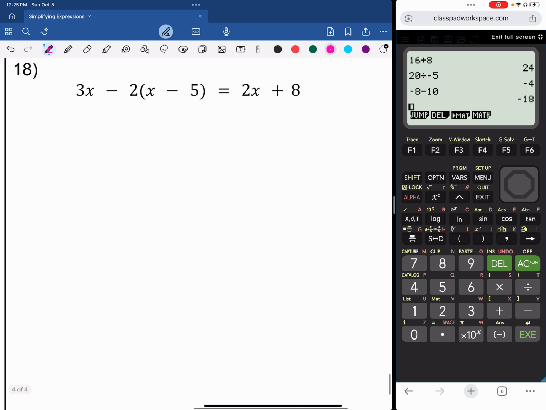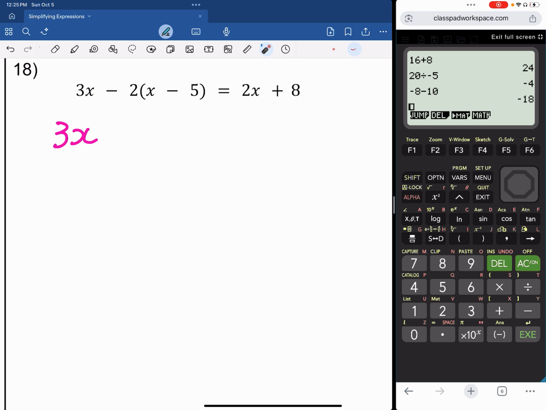All right. So a little bit longer this time. We have 3x minus 2 times x minus 5 is equal to 2x plus 8. Right away, I know that I have to distribute first because I have 2 times x minus 5. I'm not using this 3x, so I'm just going to drop it down and rewrite it. 3x. And now I need to distribute.